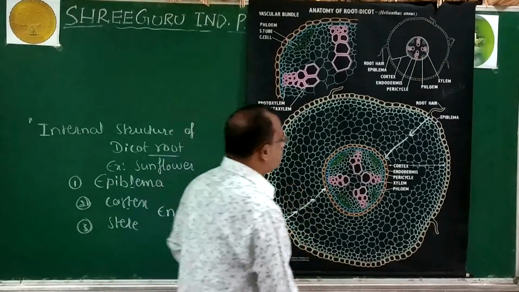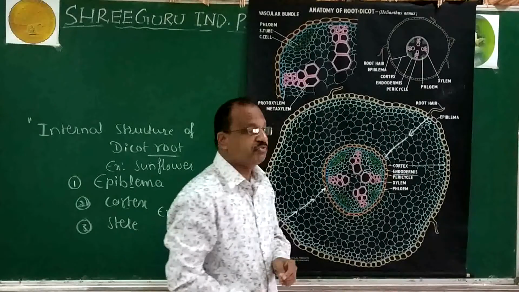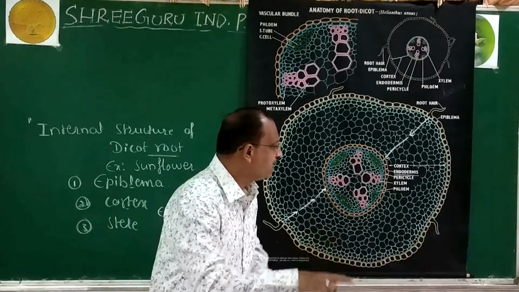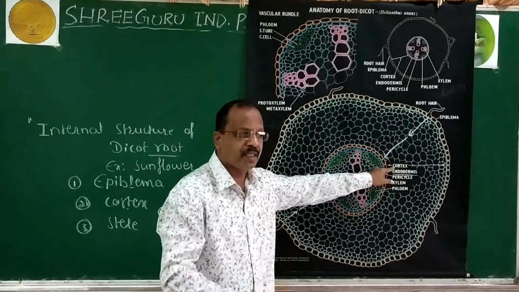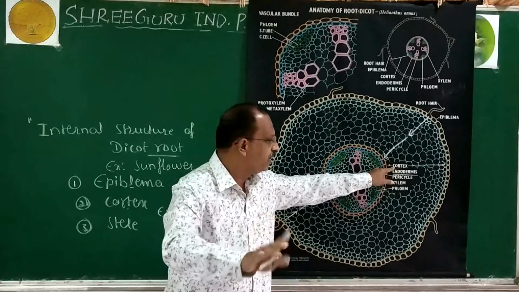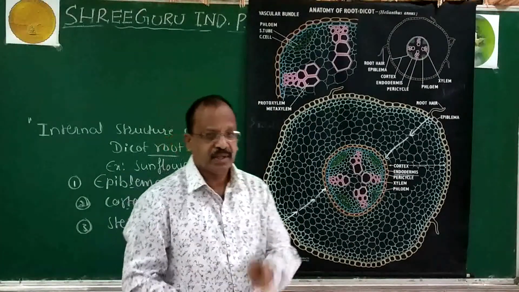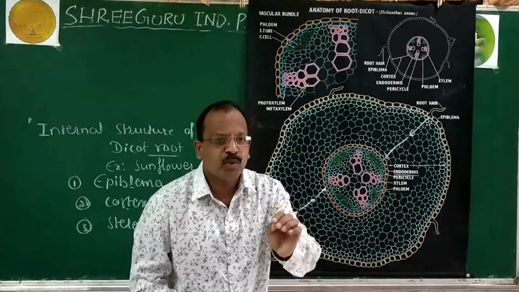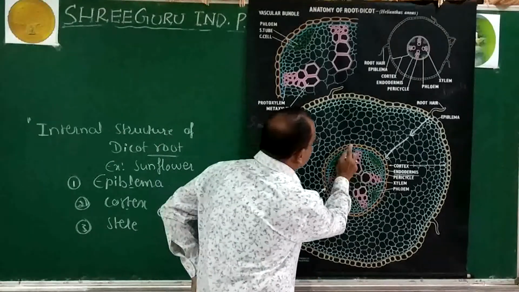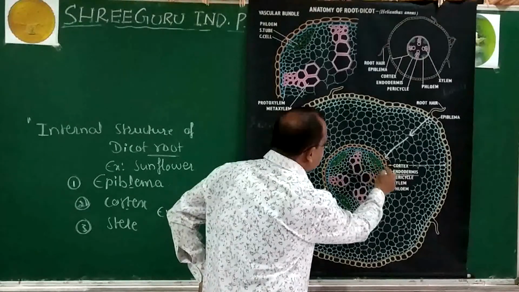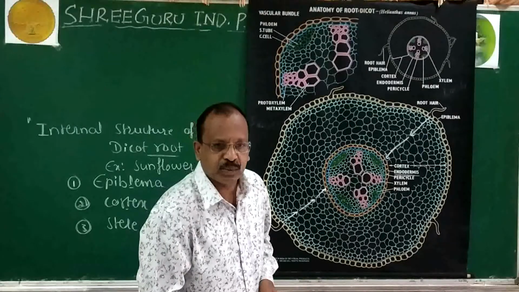Next is endodermis. Please remember, endodermis is not a separate constituent, but it is the innermost layer of cortex. Endo means inside, derma means layer. Innermost layer of the cortex is called endodermis. It is also made up of barrel-shaped cells. Cells are tightly arranged without any intercellular space.